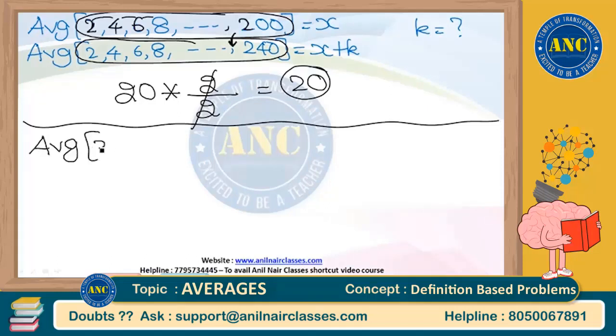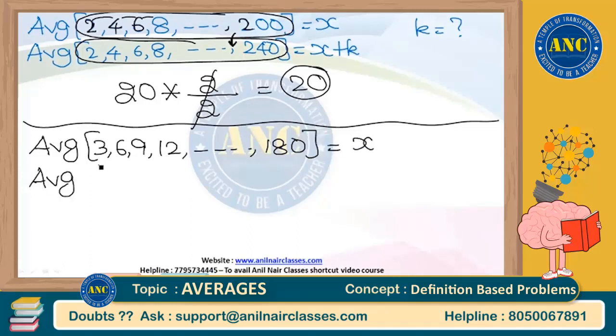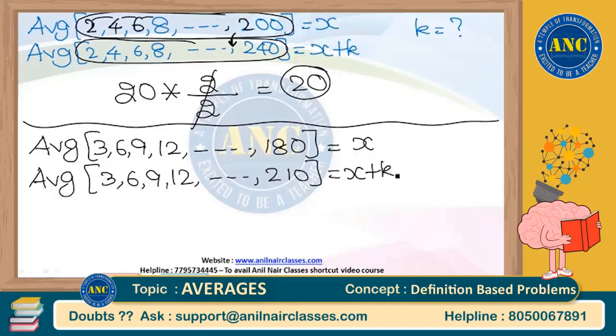Tell me the answer for this question, sir. I am damn sure after listening to Anil Nair classes, YouTube channel classes, your way of problem solving in aptitude will grow at least minimum 10x times what you were earlier. This is with practice is what I am saying. 3, 6, 9, 12 till 180 average is x. 3, 6, 9, 12 till 210 average is x plus k. Find the value of k. What should be the answer, sir?